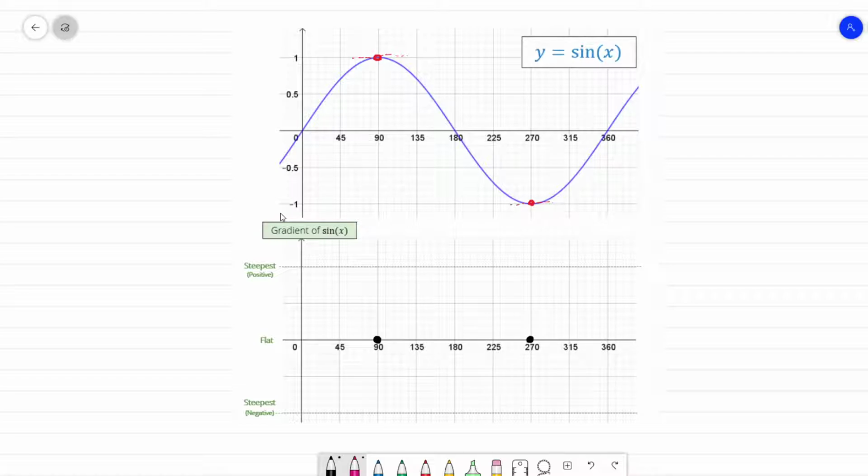Now, I'm also going to look at the steep parts of the graph. They happen in between the flat bits. So we have a particularly steep bit here at 180. That looks to be the steepest section, and this is a negative gradient, it's going downwards. So I'm going to pop a point down here, 180, steepest negative.